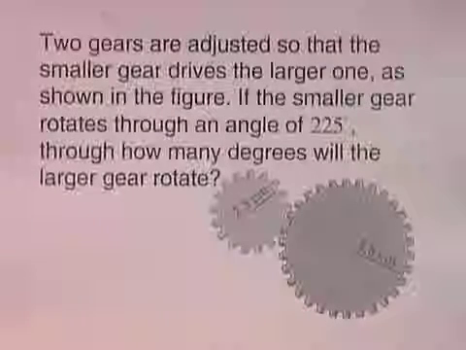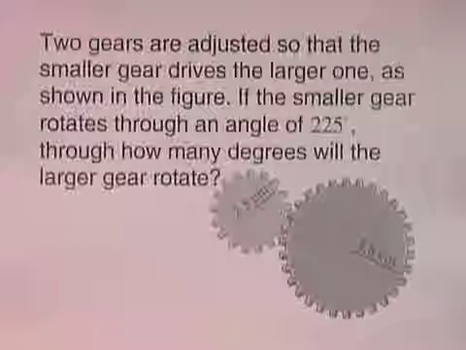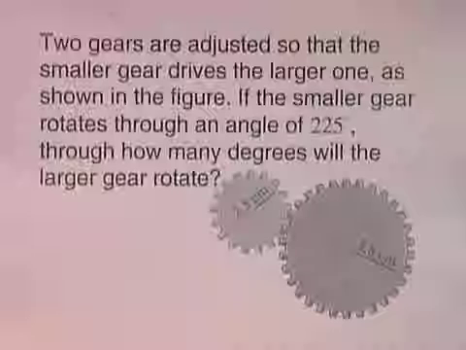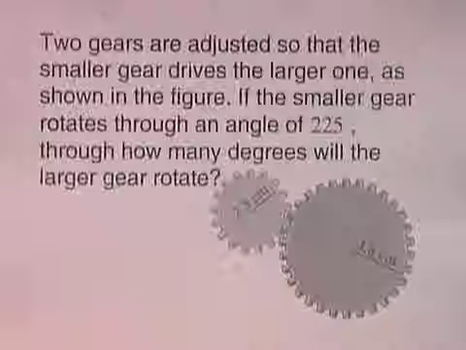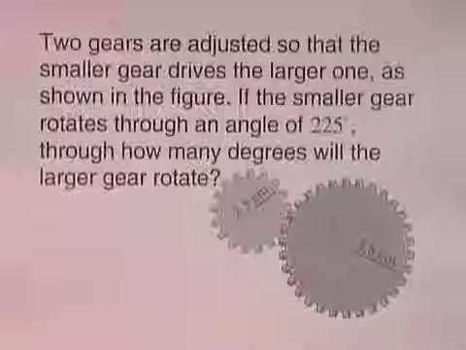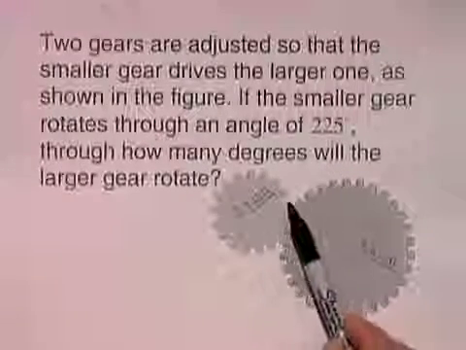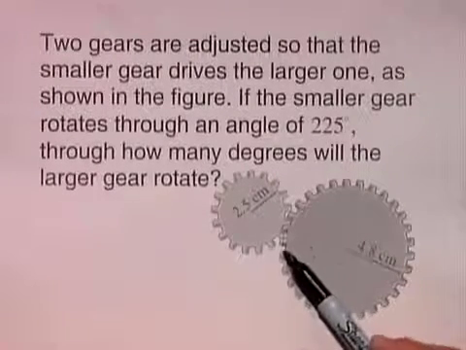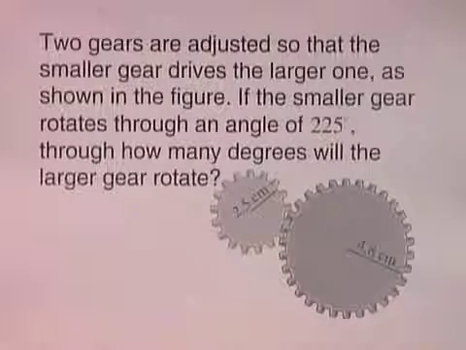In this example, we'll be finding the measure of an angle using the arc length formula. Two gears are adjusted so that the smaller gear drives the larger one, as shown in the figure. If the smaller gear rotates through an angle of 225 degrees, through how many degrees will the larger gear rotate? What you need to know is that the distance that this smaller gear rotates, so the arc length, will have to be equal to the arc length that the larger gear rotates through.